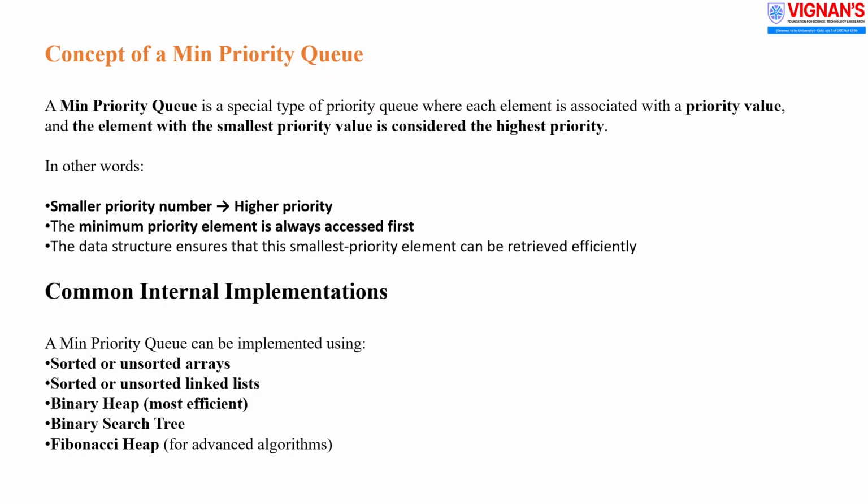Common internal implementations. A min priority queue can be implemented using sorted or unsorted arrays, sorted or unsorted linked lists, binary heap, which is the most efficient, binary search tree, and Fibonacci heap, used for advanced algorithms.